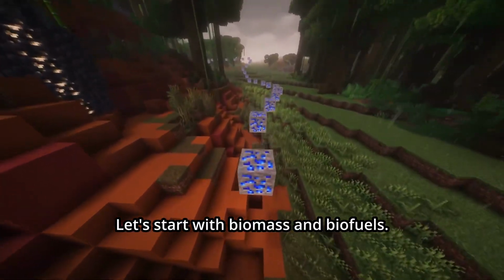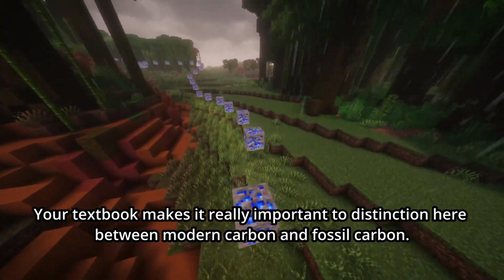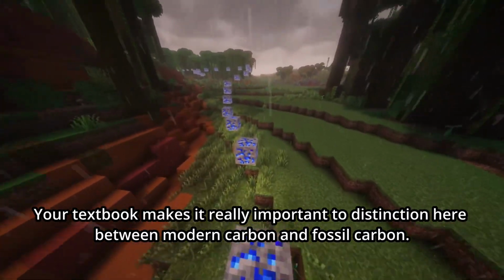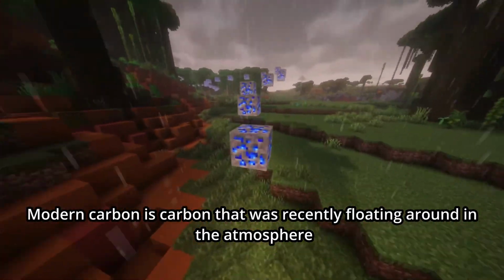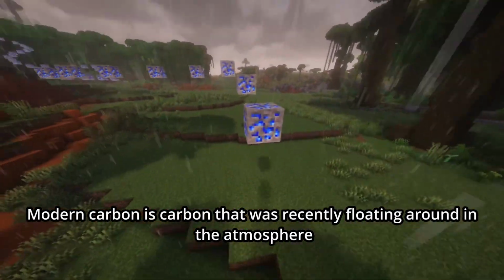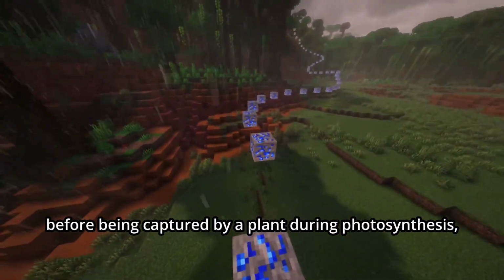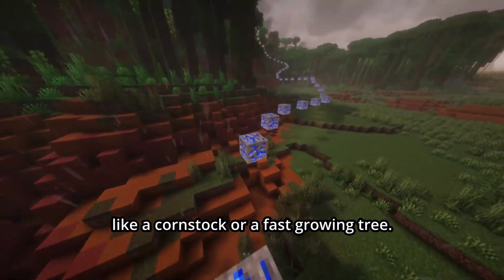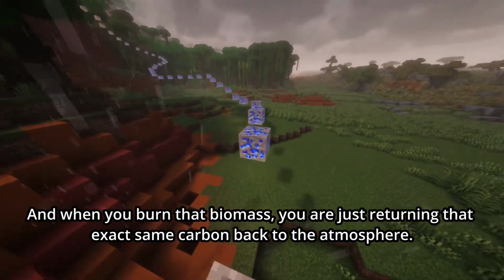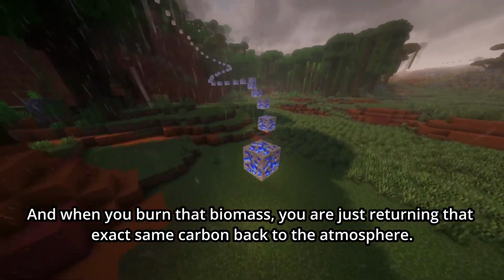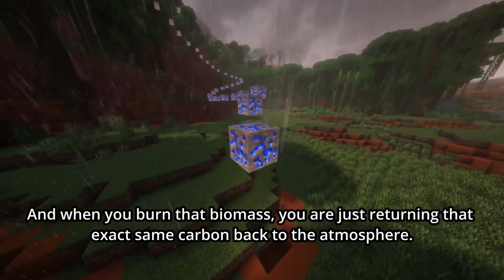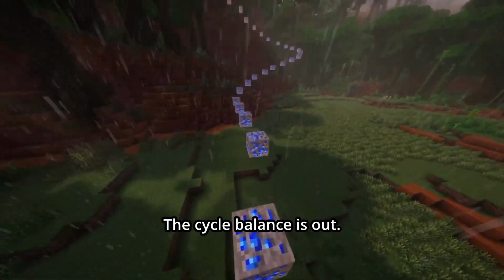Let's start with biomass and biofuels. Your textbook makes a really important distinction here between modern carbon and fossil carbon. Modern carbon is carbon that was recently floating around in the atmosphere before being captured by a plant during photosynthesis, like a cornstalk or a fast-growing tree. And when you burn that biomass, you are just returning that exact same carbon back to the atmosphere. Precisely. The cycle balances out.